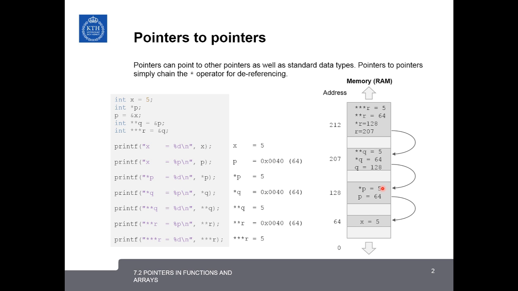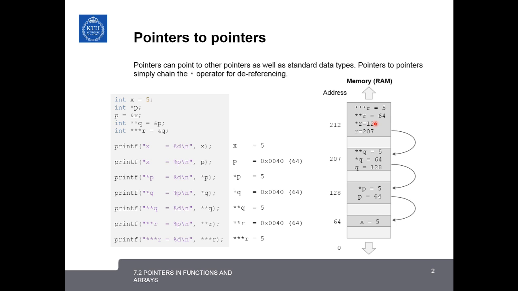The next pointer we declared, a pointer to a pointer to an int, is q. The value of q is 128. q is pointing to 128. If we dereference it once, we'll get 64, or the value of p. If we dereference it twice, so chain dereferencing, then we'll get 5. So you follow it first to the first pointer and second to the second pointer, and then you can get the value: star star q is equal to 5.